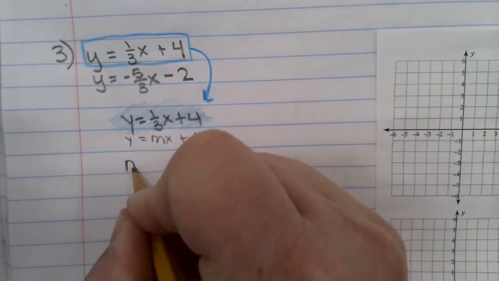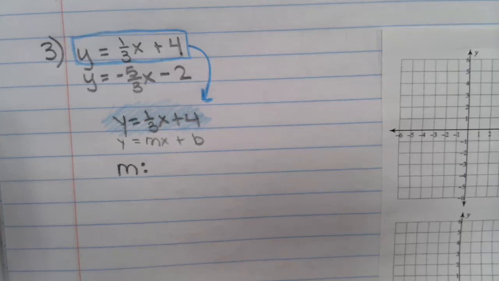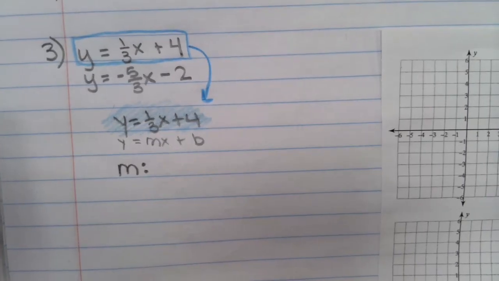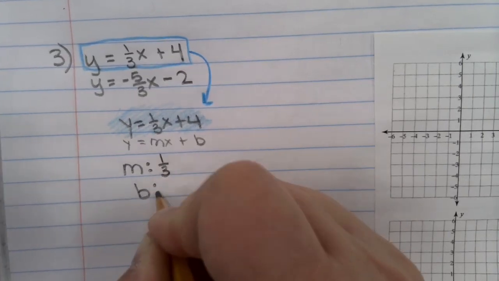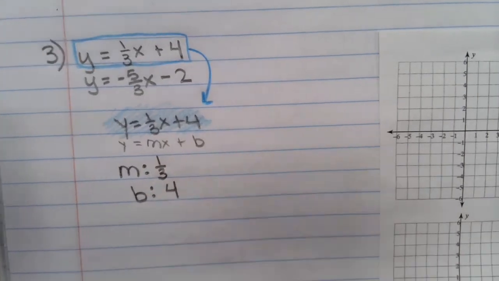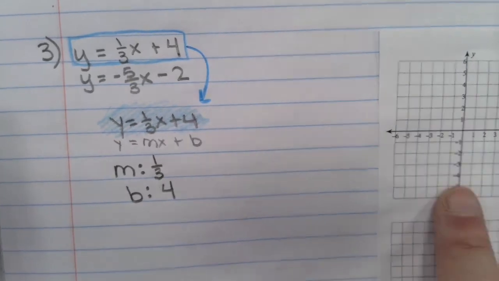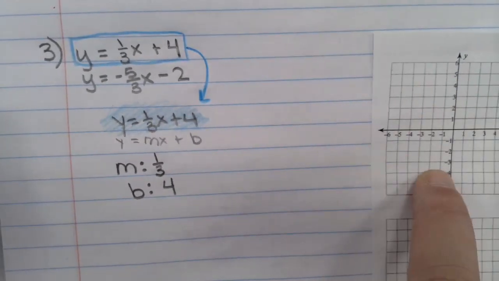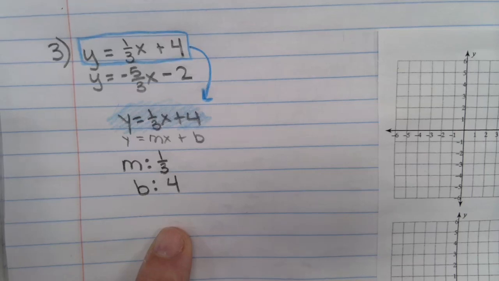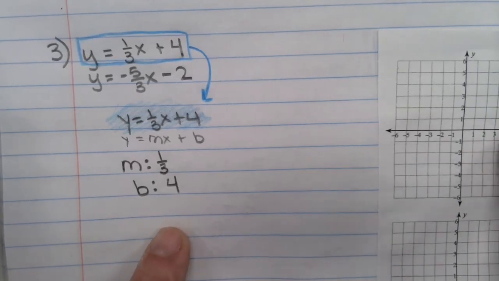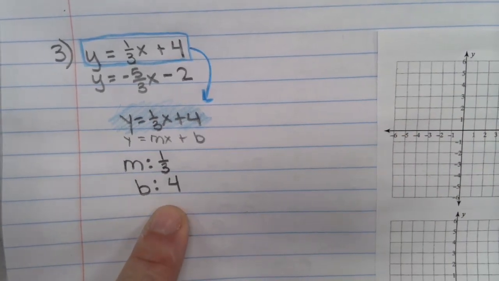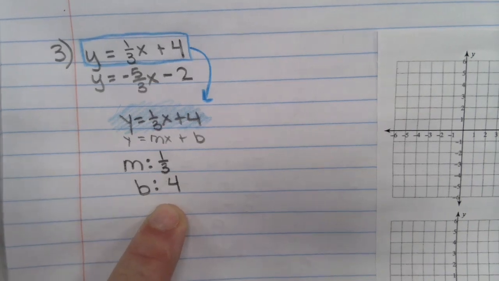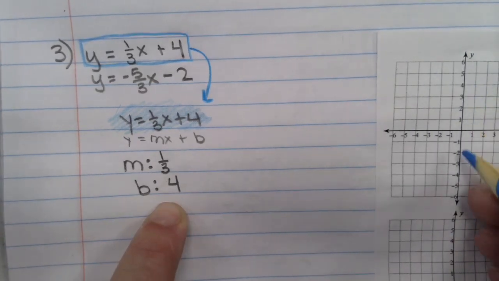All right, what is my m? 1/3, 1/3. And what is my b? 4. So if I graph this blue line, I'm going to go to my graph paper. Where am I going to start? Do I start with the 1/3 or the 4? Yep, I start with the 4. Remember, 4 is our y-intercept. So on my y-axis, I'm going to start with 4.